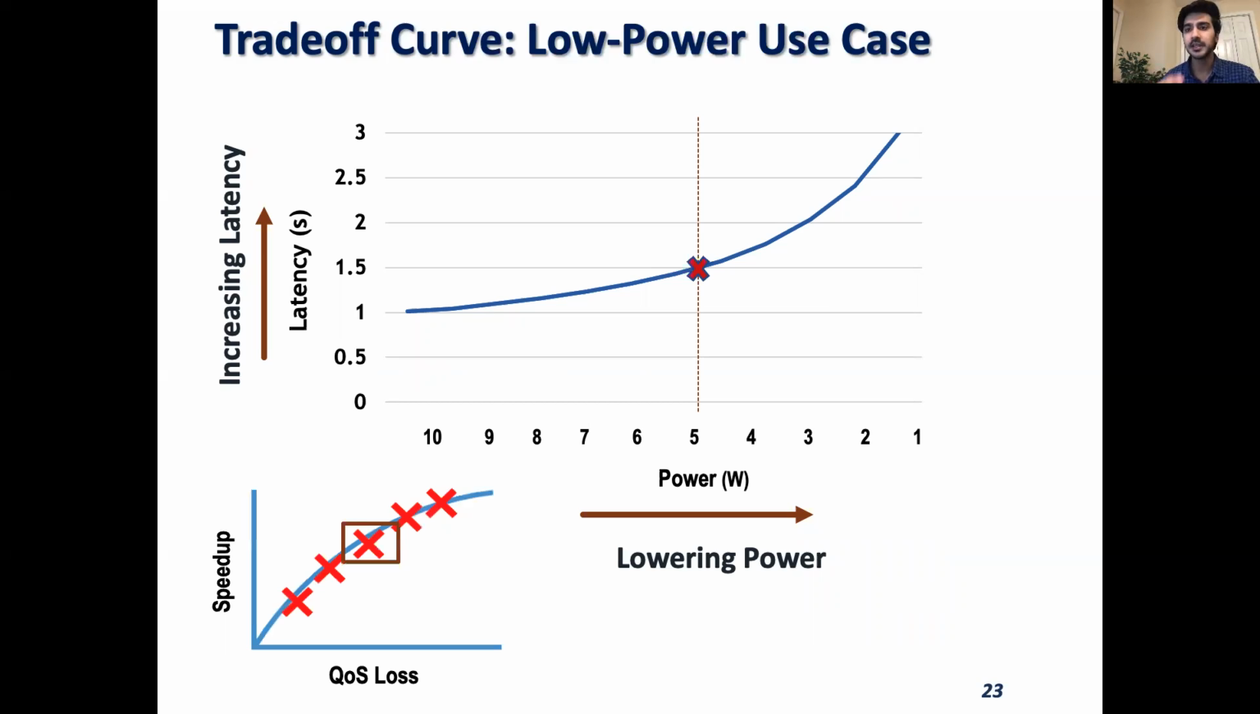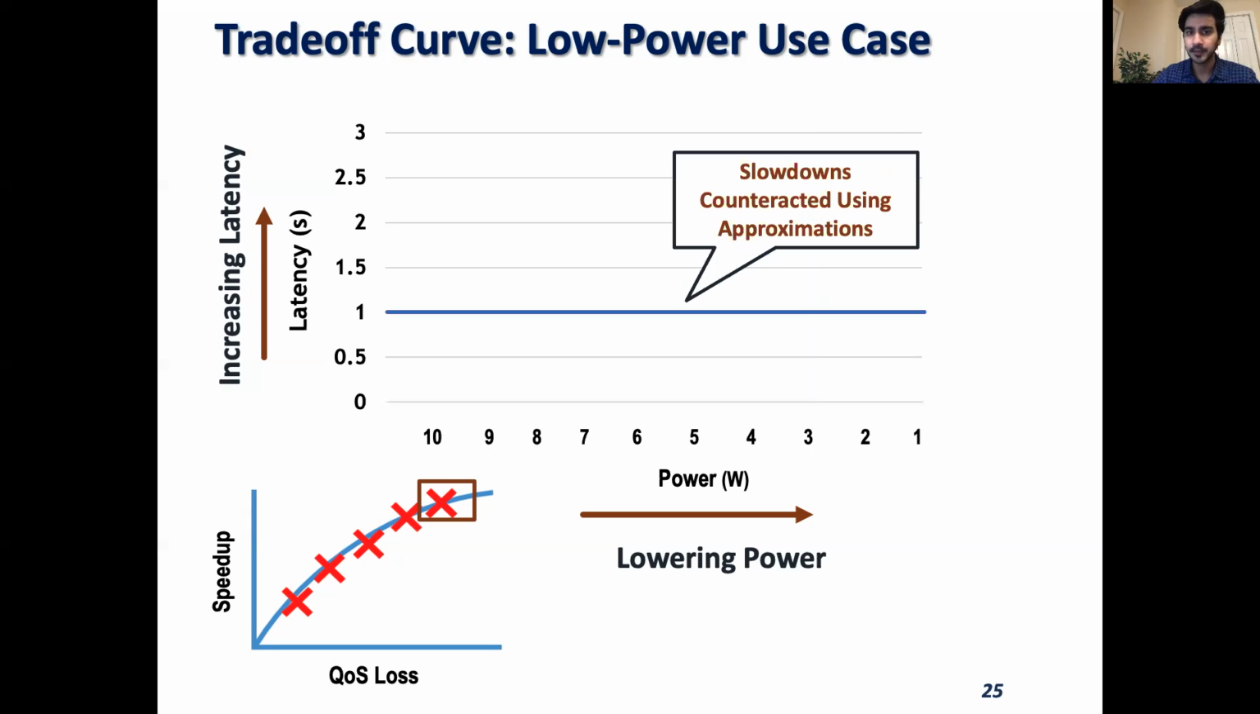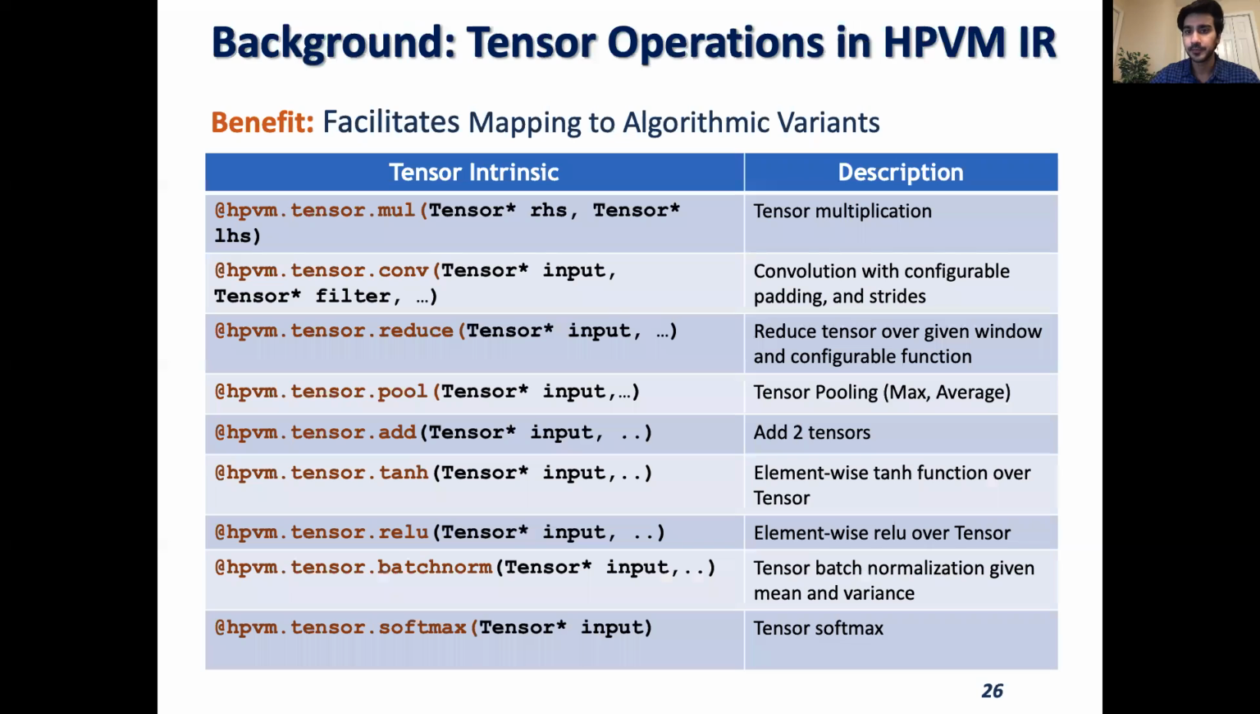The trade-off curve can then be used to pick an approximation configuration that provides the necessary speed up to counter this slowdown. If the slowdown becomes higher, possibly due to a further reduction in power, a different point from the curve can be picked, one that provides higher speed up with possibly more accuracy loss. The speed ups achieved by applying approximations allows for reducing the processing latency.